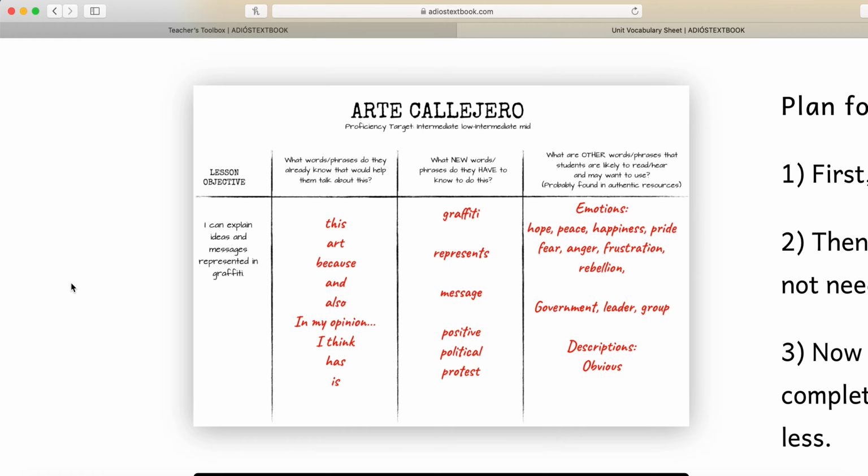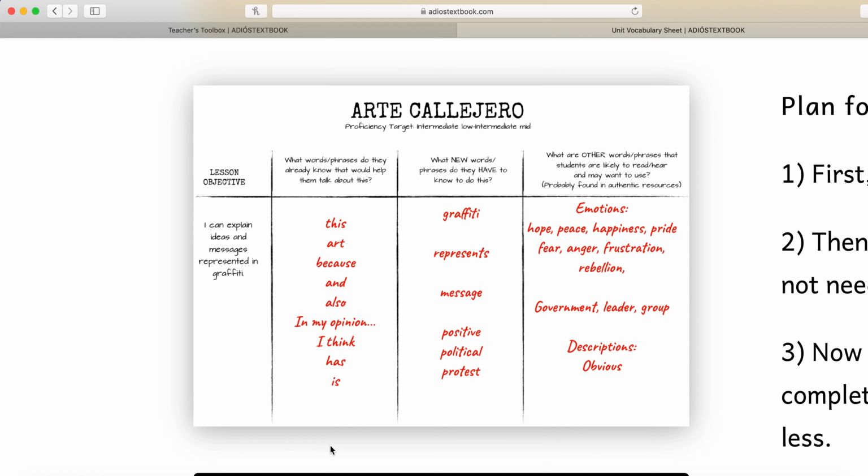So the first thing is this. Usually I would look at the lesson objective. Here we've got, I can explain ideas and messages represented in graffiti. Also, right in this section here, I'd like to list some of the authentic resources that we're going to be using when they're doing this in class. Next column is go ahead and think about what words or phrases they know that are going to really help them to accomplish this objective. We're only worried about this one right here and that it relates to it.